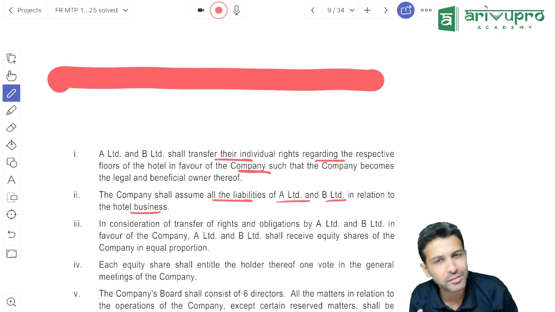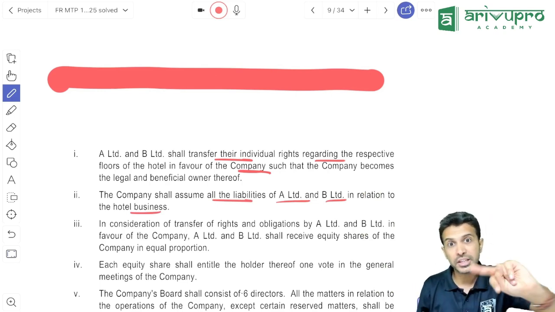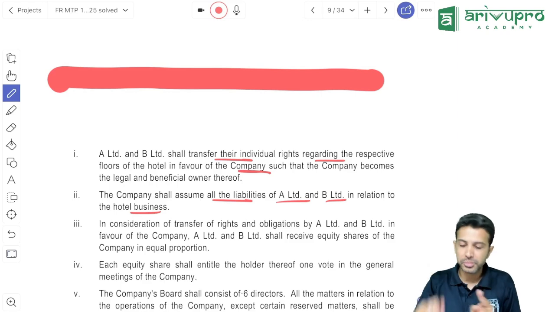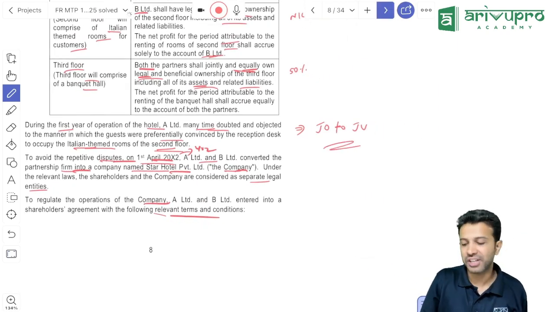That means now it is a good enough conclusion that it is a JV. In the first year it was a JO. Now in the second year it has become a JV. That's all you need to write.